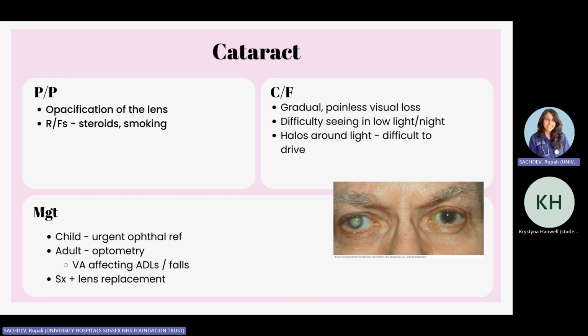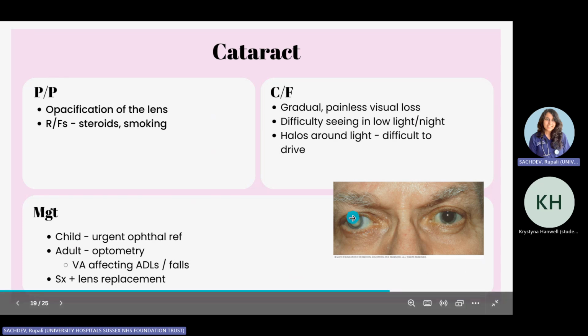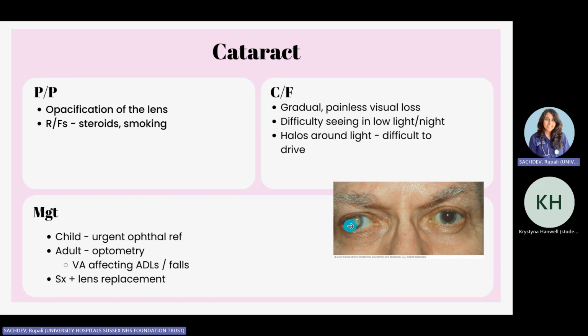How they present is it's going to be a gradual, painless visual loss. And as you can see in the image, it looks like this milky white opacification of the lens. It's very hard for the patients to see in low light or at nighttime. And they see these halos around light. So if you think about, say, driving, you need to be able to look at the signals. So all of that gets really difficult to do because they're seeing these halos instead. And driving at night would be really difficult again.